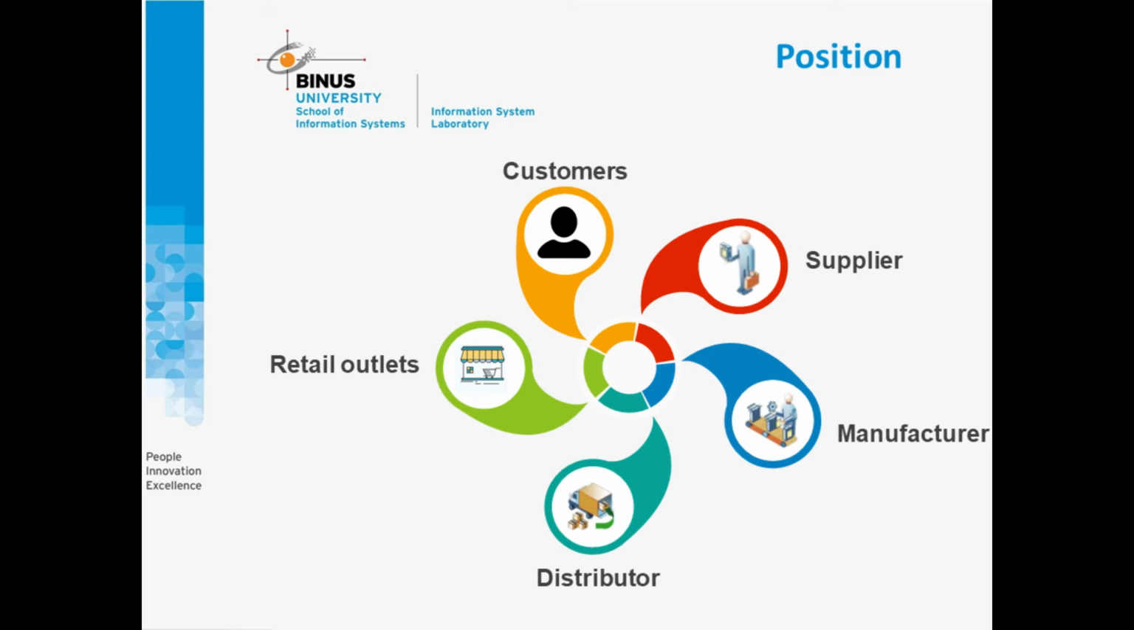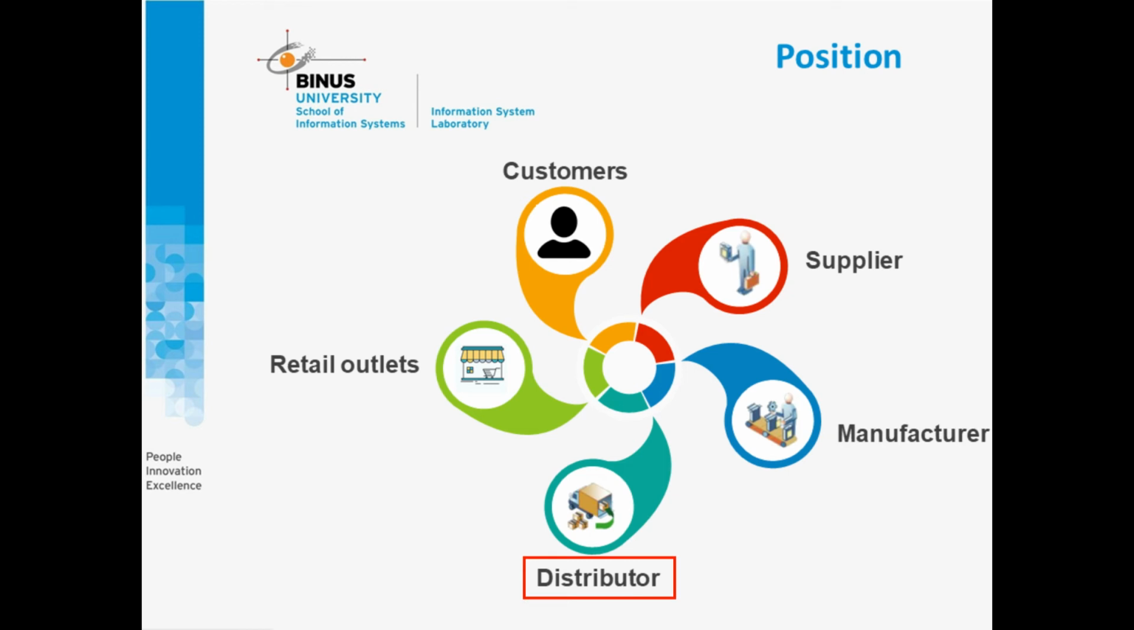There are 5 positions in supply chain management. That is, the first is supplier. Suppliers are the parties who provide raw materials and others. The second is manufacturer. Manufacturers are the parties who do the work: making, fabricating, assembling, and converting to finished goods.